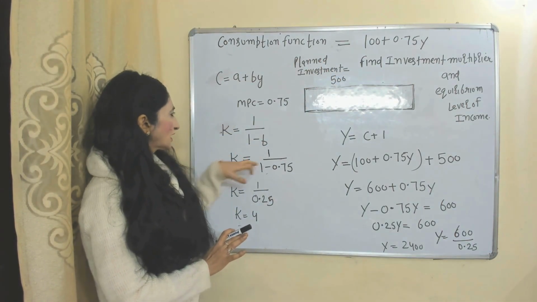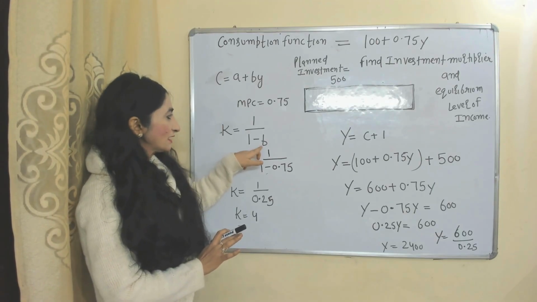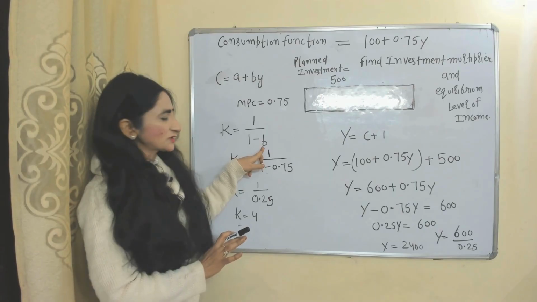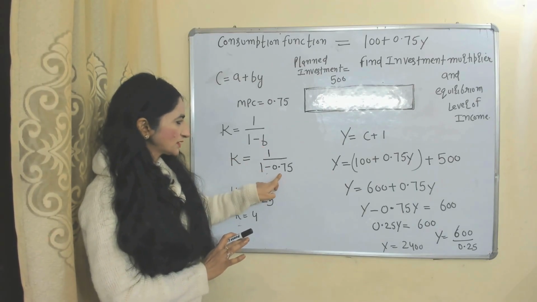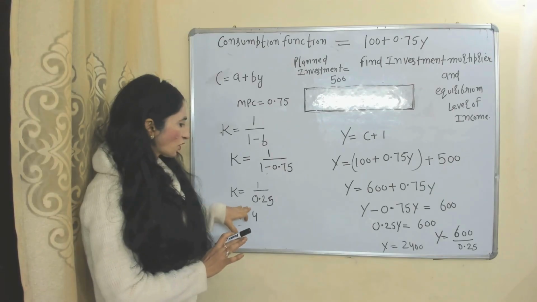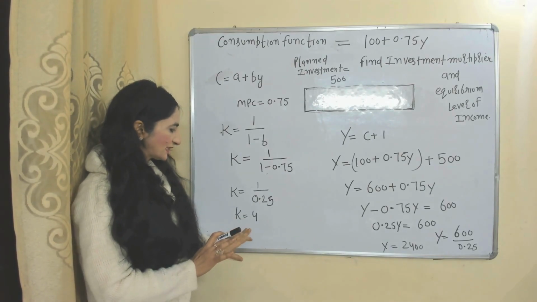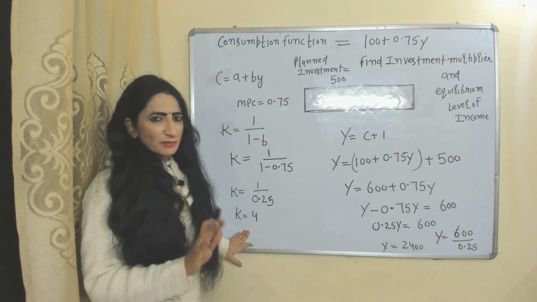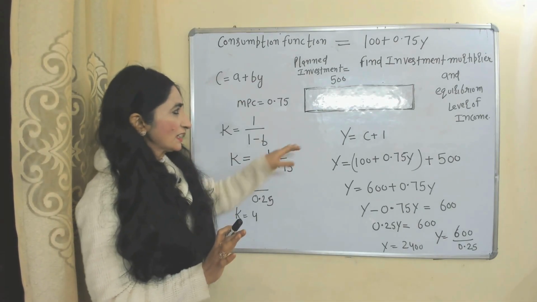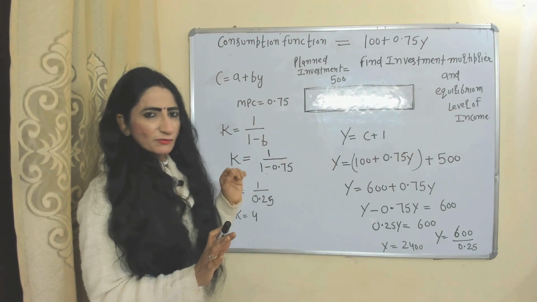This is the formula to calculate investment multiplier. B is the marginal propensity to consume. So in place of B, we will put 0.75. When we solve, it will become equal to this, and K is equal to 4. Investment multiplier is 4. Now we will find equilibrium level of income.